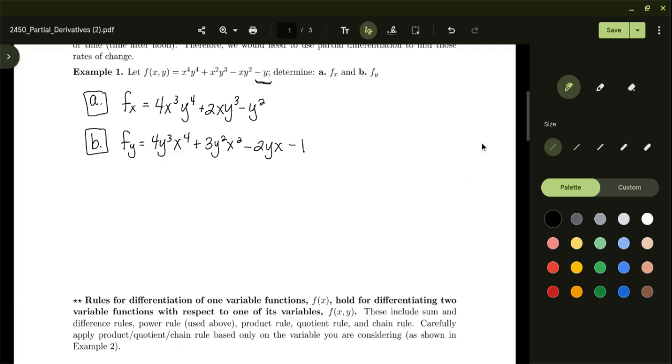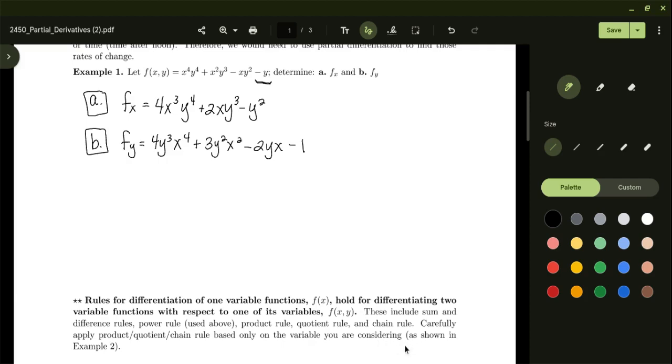All right, so one thing that I want to point out is that in this example, I used the power rule, which is something that we use for differentiation with one variable functions. So the rules for differentiation of one variable functions actually also hold when we're differentiating two variable functions with respect to one of the variables. And so you can do the sum and difference rules, the power rule, the product and quotient rule, and the chain rule. All of these will apply when we're taking partial derivatives.